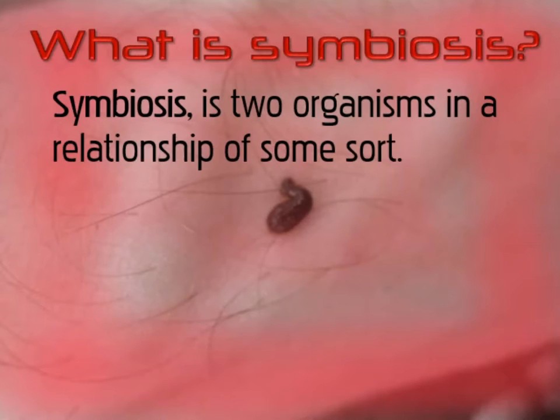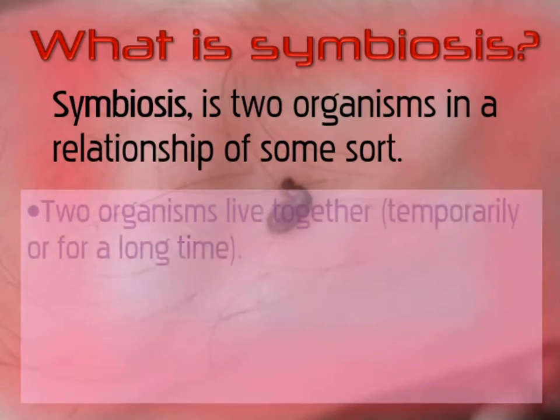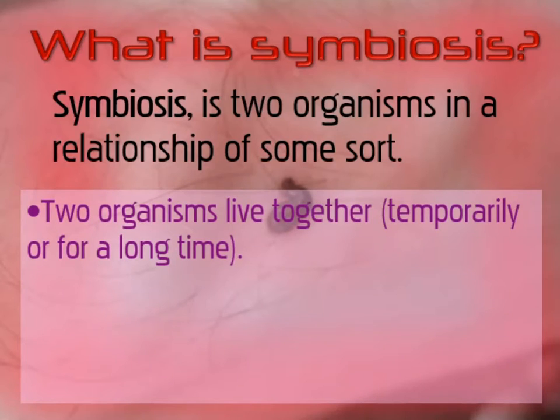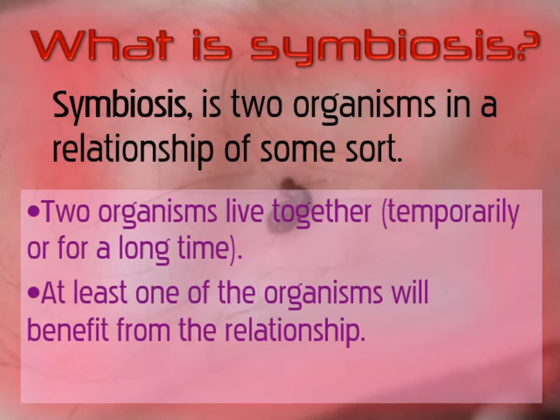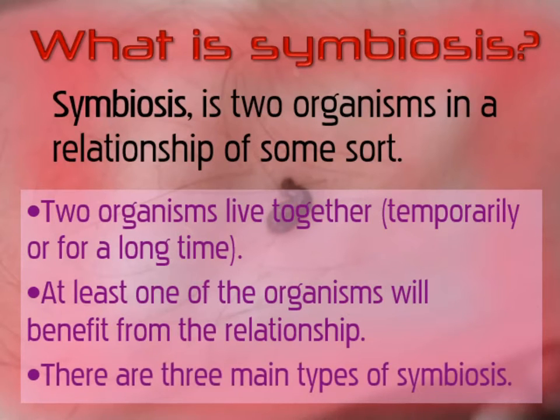So what is symbiosis? Well, it's a relationship of some sort between two organisms. So the two organisms live together either temporarily or over a long period, sometimes even the whole life of one of the creatures, and at least one of the organisms must benefit from the relationship in some way. So there are three main types of symbiosis that we will look at.